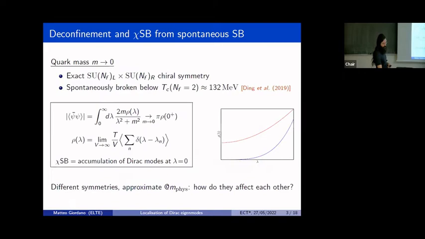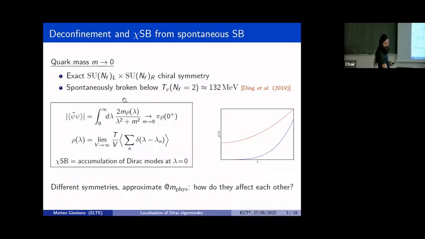Now, in the opposite limit of massless quarks, if you have N_f massless quarks, then your theory has an exact SU(N_f) left times SU(N_f) right chiral symmetry, which gets spontaneously broken at low temperatures. In the most physical case of two flavors, it gets restored around 132 MeV, so it seems. The key point of this slide is that the spontaneous breaking of chiral symmetry can be understood as the accumulation of eigenmodes of the Dirac operator near zero virtuality, or zero eigenvalue, if you prefer.